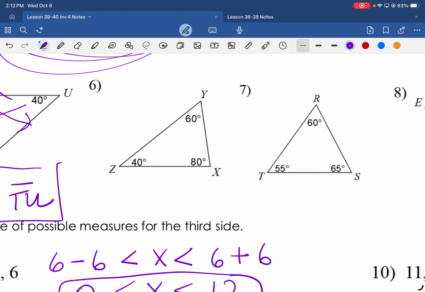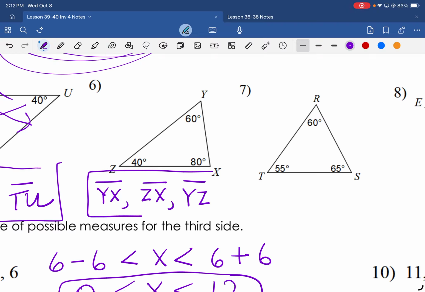Okay, let's start with ordering the sides from least to greatest. Okay, Logan, number 6, please. I got YX. YX, and again, XY would work too. Then I got ZX. ZX, and then I got YZ. YZ. Double check, see if y'all got this. That's from least to greatest.